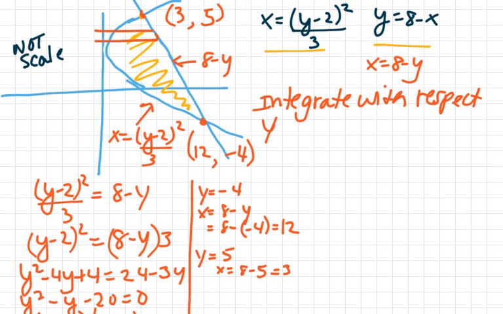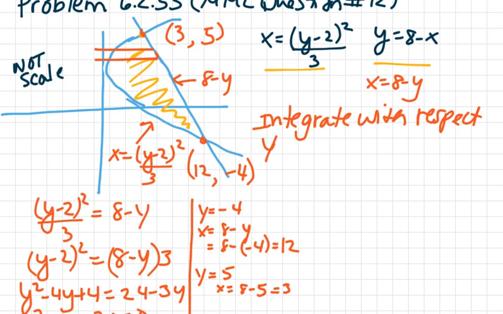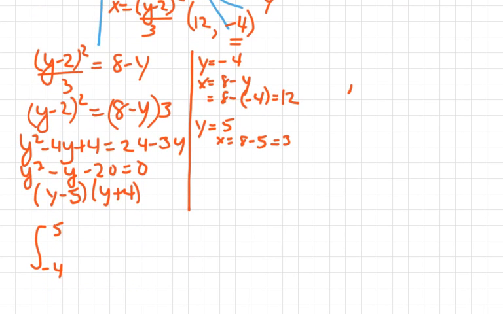I'll show you why. We're slicing in the y direction, and the lowest y value is negative 4, and the largest y value, just going to draw them over, is 5. So we're looking at slicing this region up between negative 4 and 5. So the integral is going to go from negative 4 to 5, and then again it's f of y minus g of y.